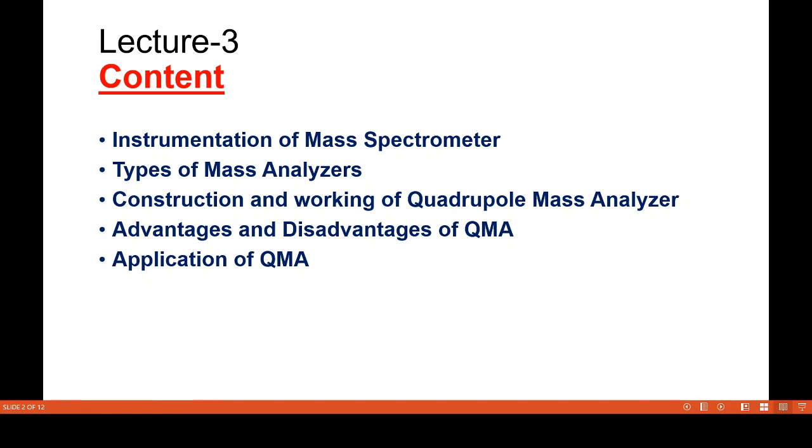In today's lecture, we will see the instrumentation of mass spectrometer, types of mass analyzer, then the construction and working of the quadrupole mass analyzer, advantages and disadvantages of quadrupole mass analyzer, and last we will see the application of quadrupole mass analyzer. So these are the contents of today's lecture. Then we move towards the next slide.